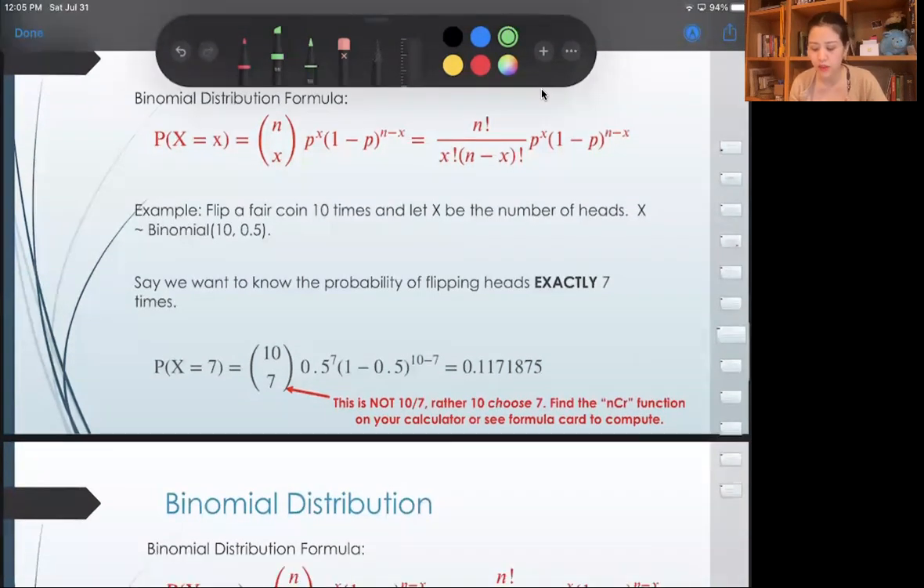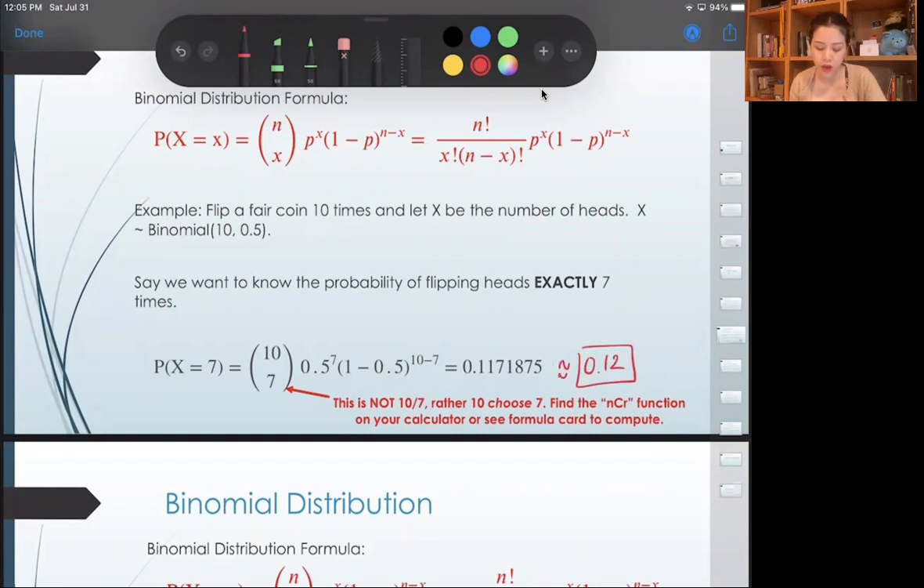Okay, so the probability here is roughly 0.112. If I round to 2 decimal places, 0.12 will be our answer.